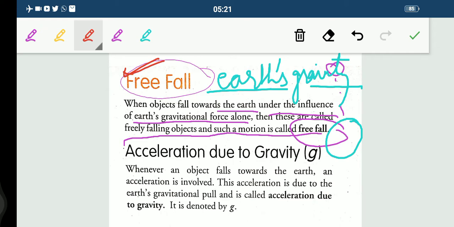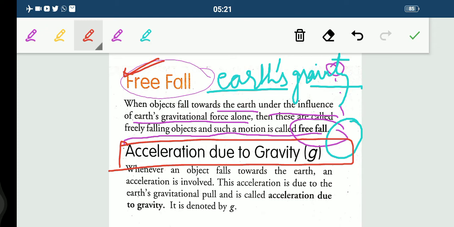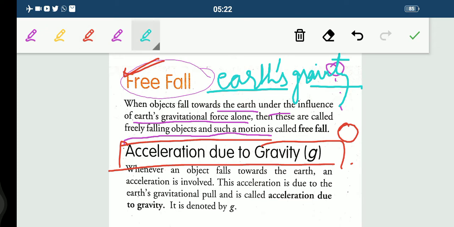Then here comes acceleration due to gravity. What does this mean now? Acceleration due to gravity is represented by small g here. Whenever an object falls toward the earth, an acceleration is involved. Very simple concept. Suppose let this be an object. So whenever an object is falling towards the earth, let earth be again with blue. Fine. So what is happening? An acceleration is involved.